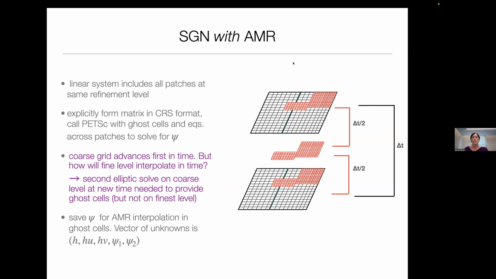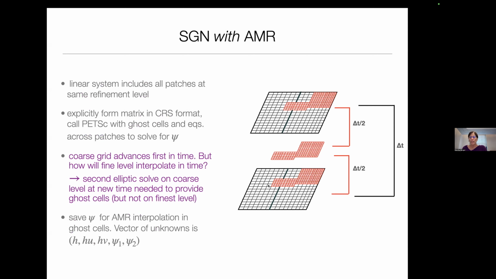So what has to change for using adaptive mesh refinement with SGN? Well, here are a few things. Some minor ones first. The linear system that we build includes all patches at the same refinement level. So here it's a global grid on the coarsest level. It's global. But what do you do in the intermediate levels?